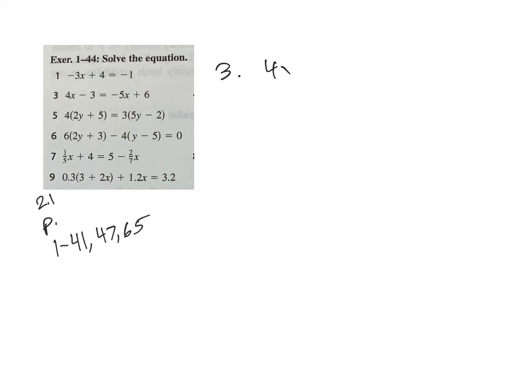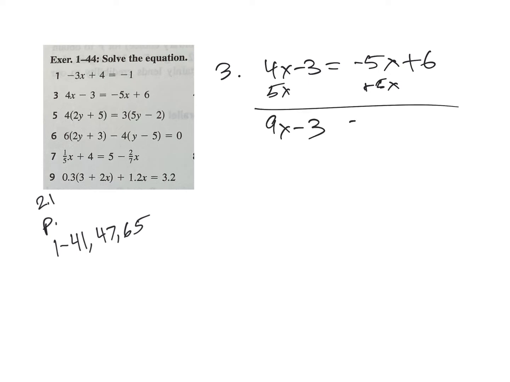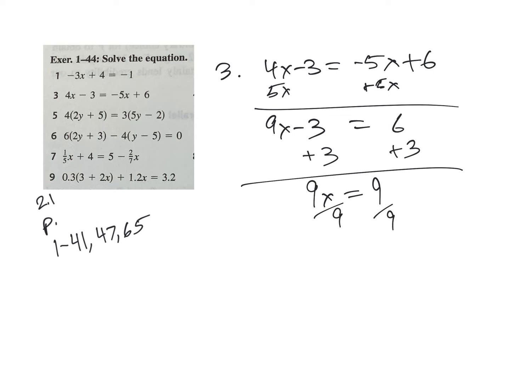All right. Number 3. Excuse me. 4x minus 3. Here you have variables on both sides of the equal sign. So I'm going to add 5x to both sides, and I get 9x minus 3 equals 6, and it's a two-step equation after that. Opposite operation, 9x equals 9.